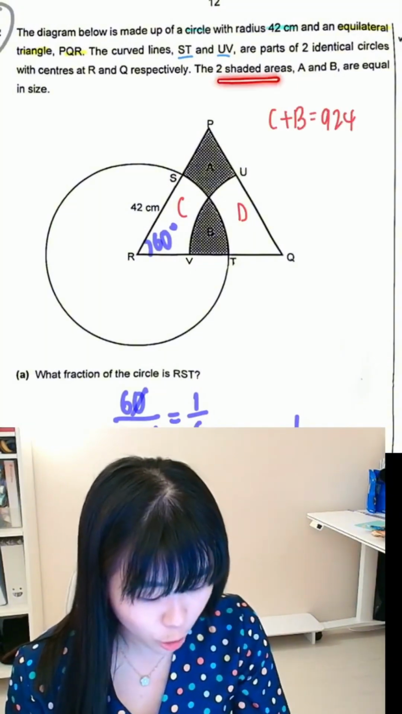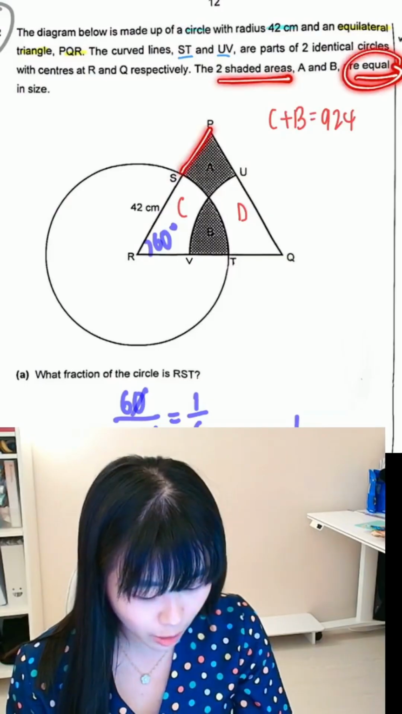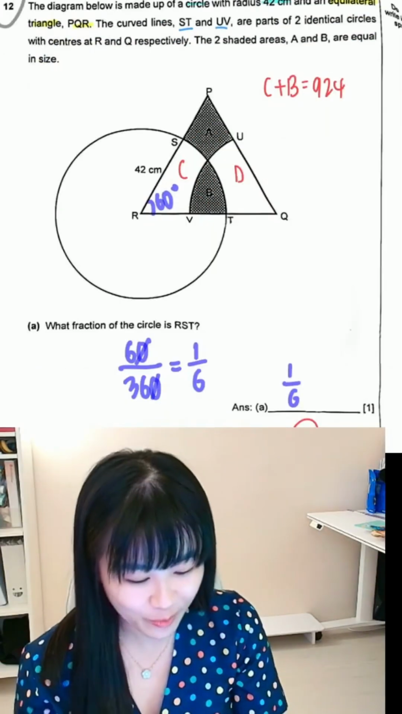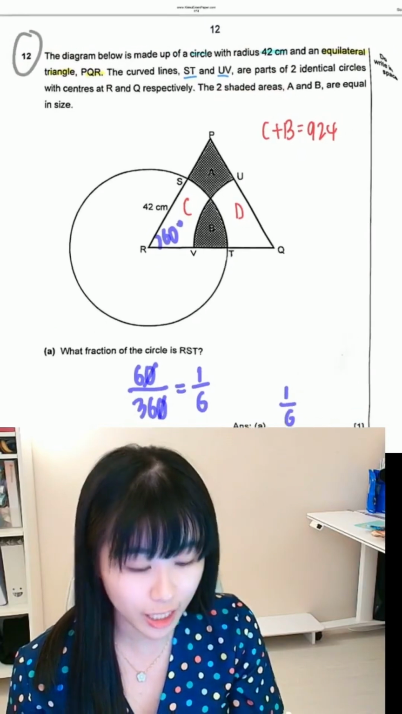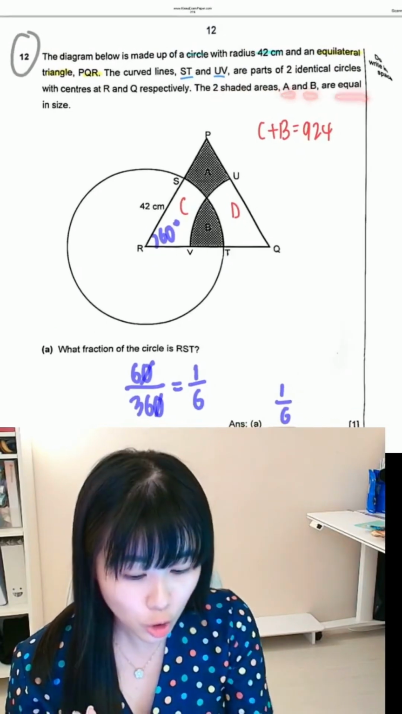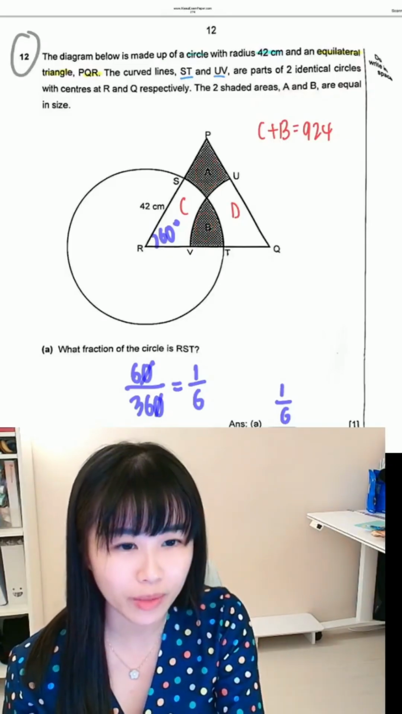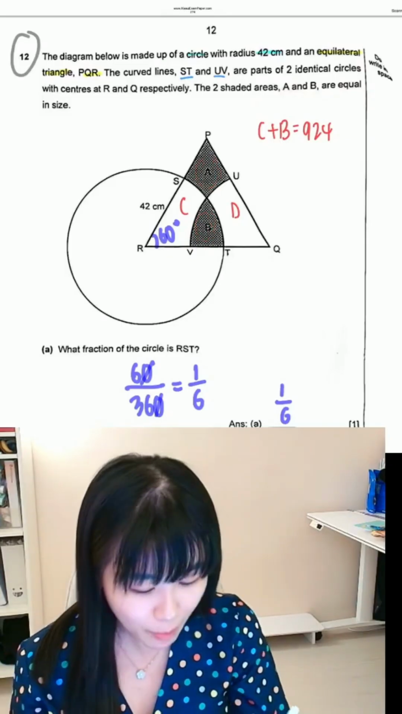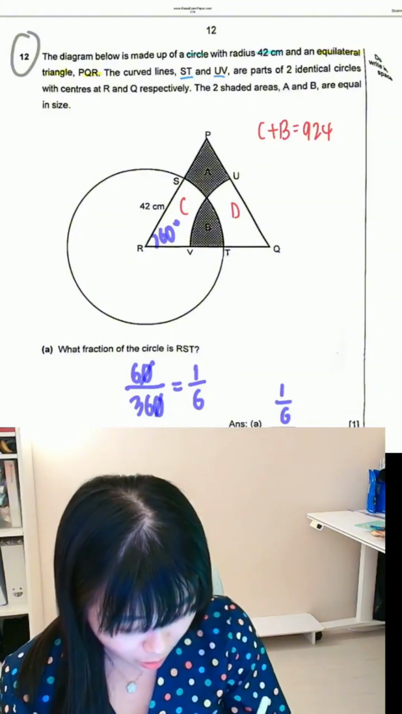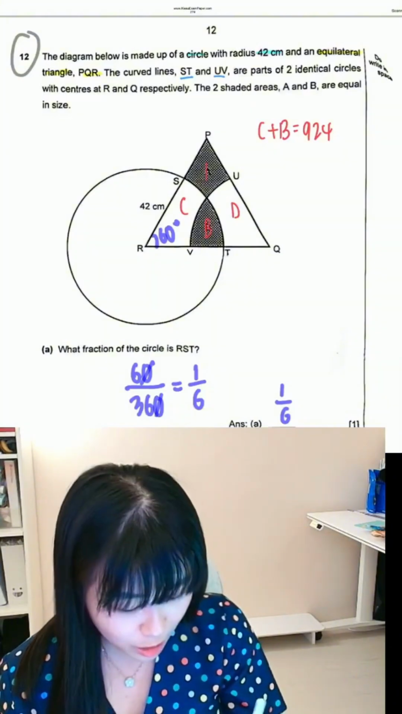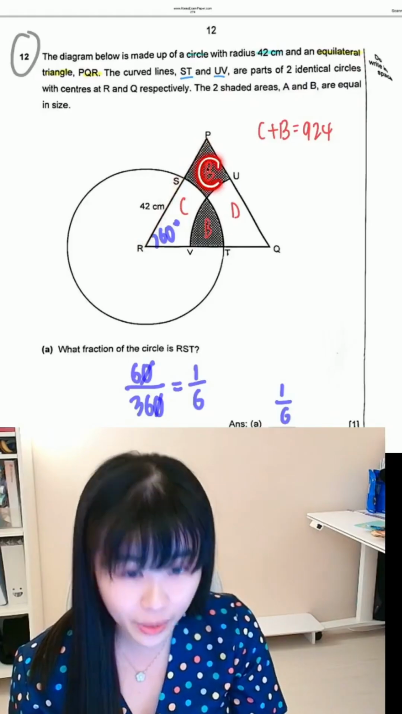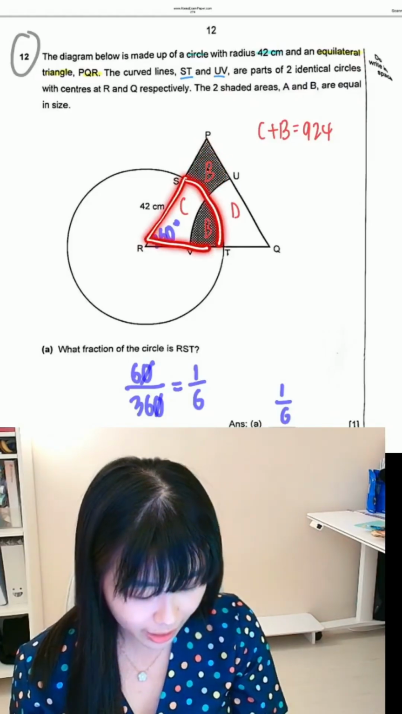Bearing in mind, they tell you the shaded areas are equal. They say the shaded areas A and B are equal. So if they are equal, why must they use different names? They purposely put different names to trick you. If they are the same, how about we just put the same name? This is B, right? I just put this one is also B. If this is my B, just now C plus B, I get 924, right?